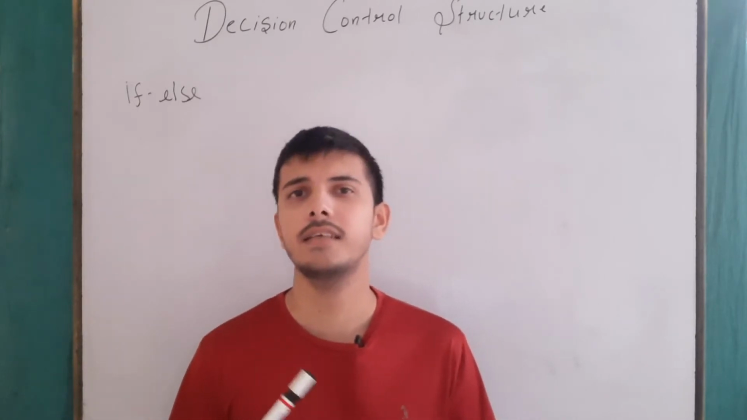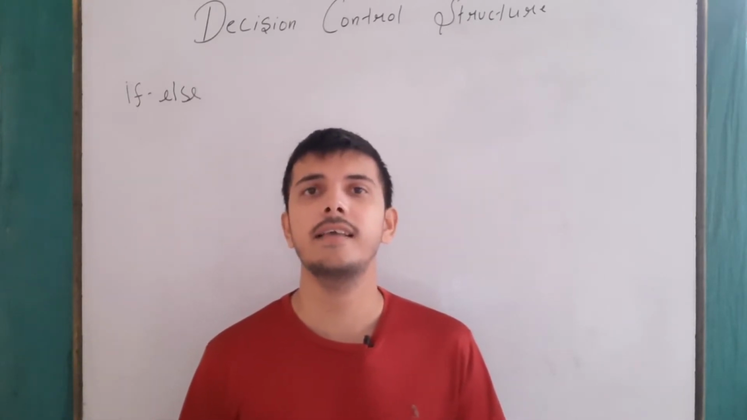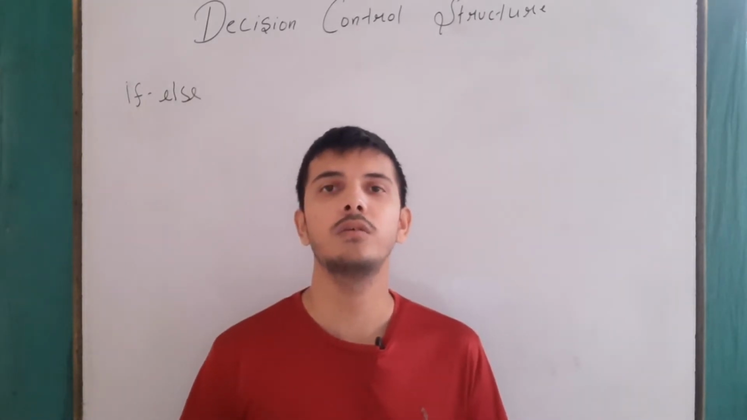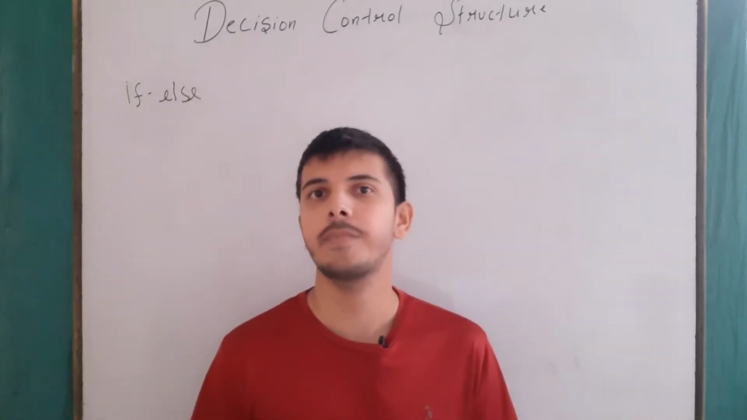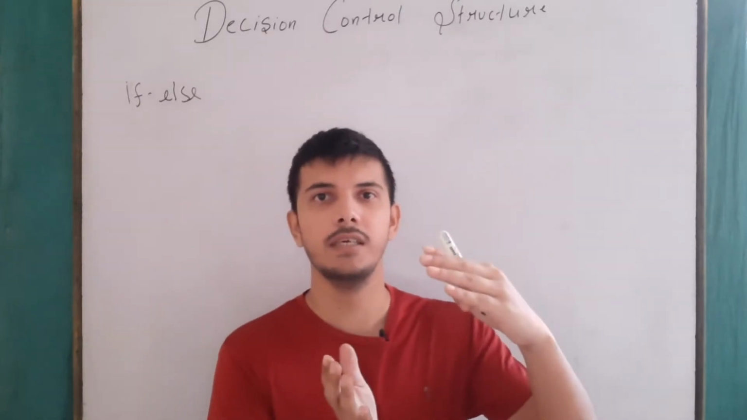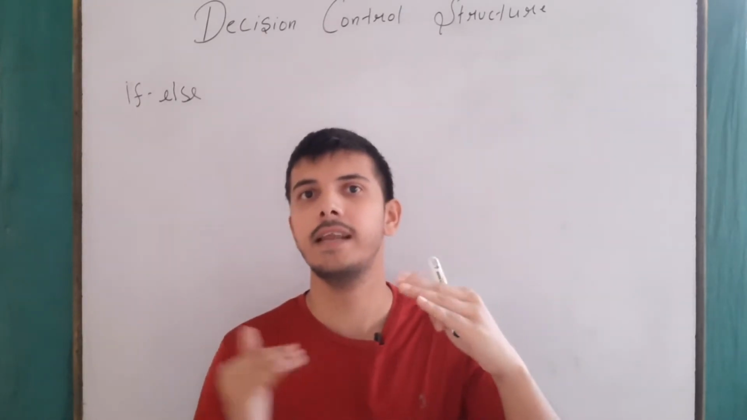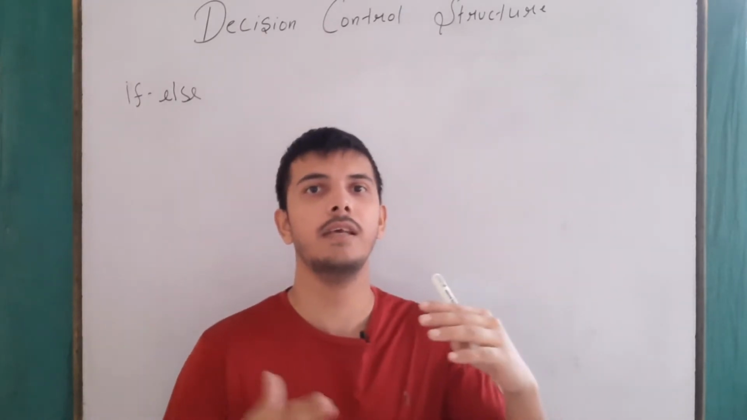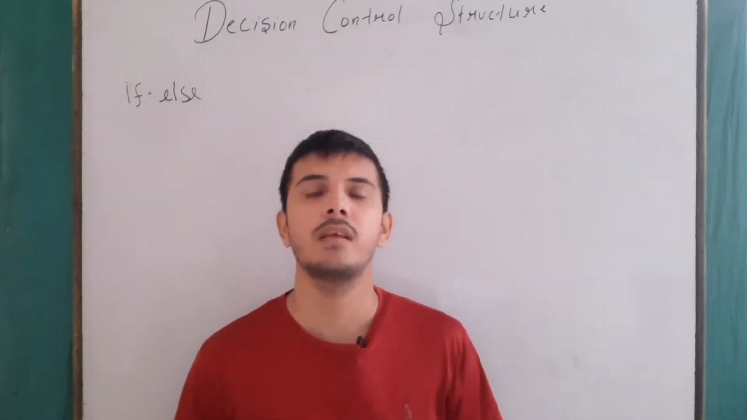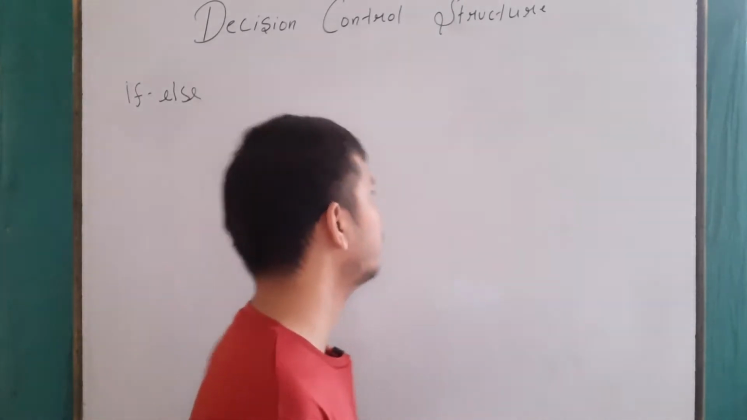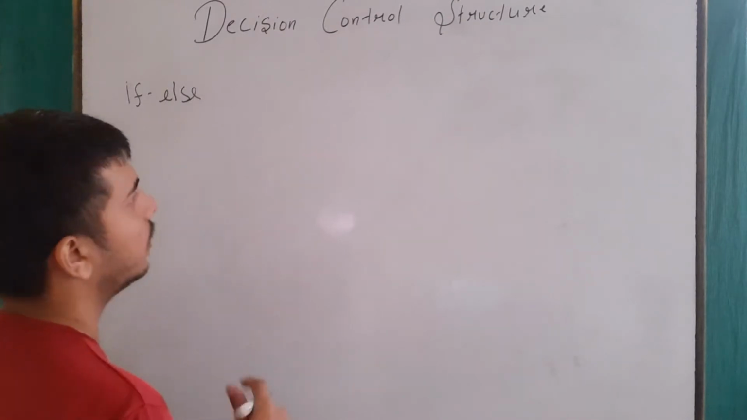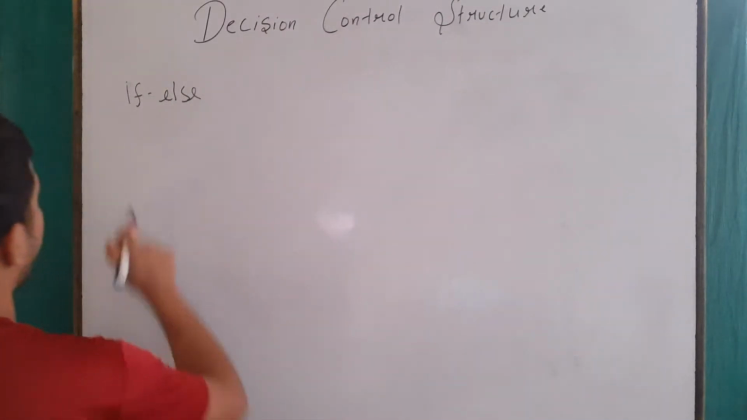Another example: let's say I will go to play cricket in the evening. So now the condition is whether it is evening or not. If it is evening, then I will play. If it is not evening right now, then I will do some other work. So to represent all these conditions and their condition-based actions, we use if else.